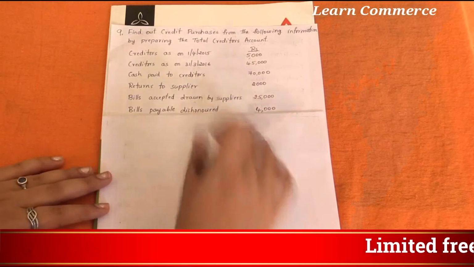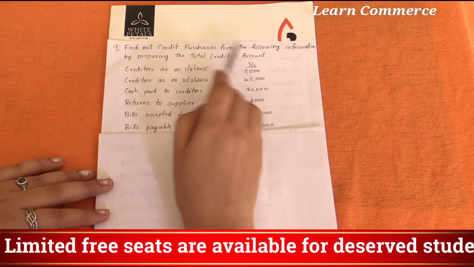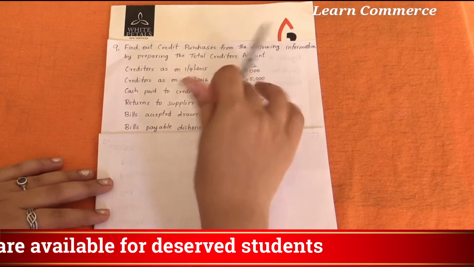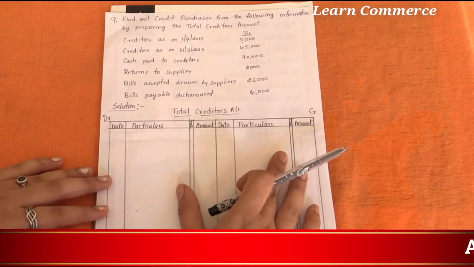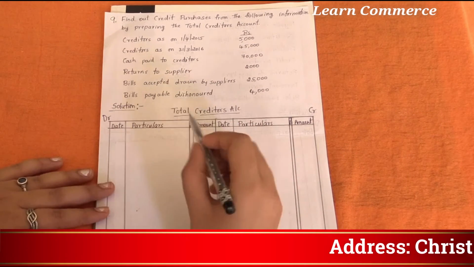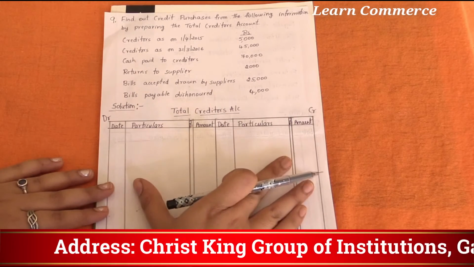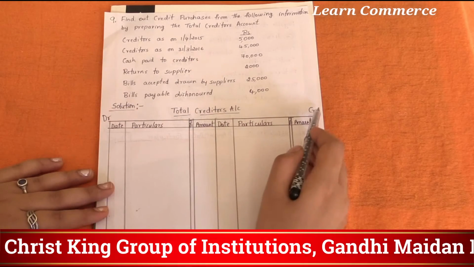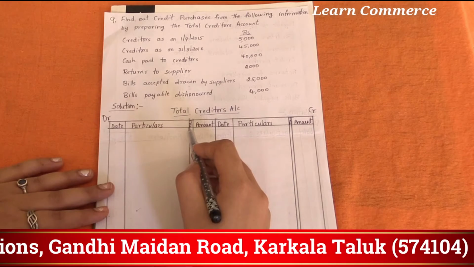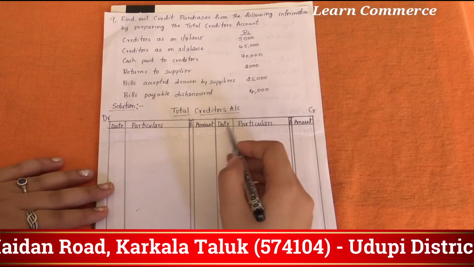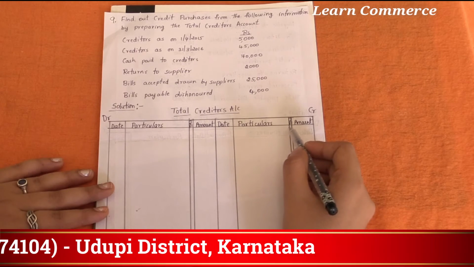Yes. So here the question itself says find out credit purchase by preparing the total creditors account. Let's solve the problem. Solution. Write the heading total creditors account. Draw the ledger. Then here write debit, credit, date, particulars, journal folio JF, amount, date, particulars, journal folio JF, amount.